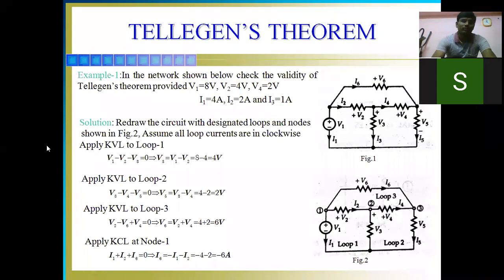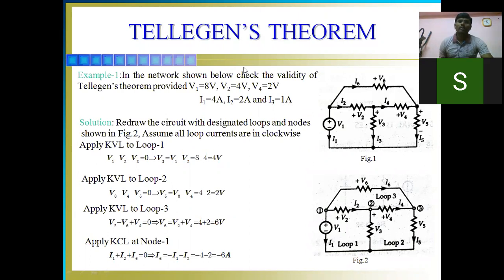Take down this problem. In the network shown below, check the validity of Tellegen's theorem provided V1 is equal to 8 volts, V2 is equal to 4 volts, and V4 is equal to 2 volts. I1 is equal to 4, I2 is equal to 2, and I3 is equal to 1.